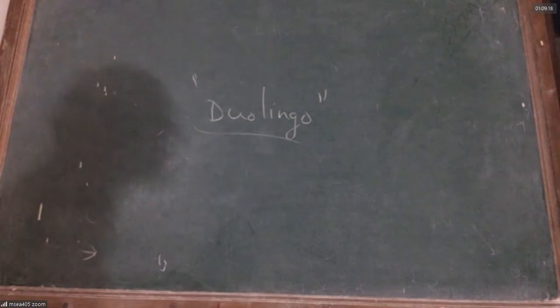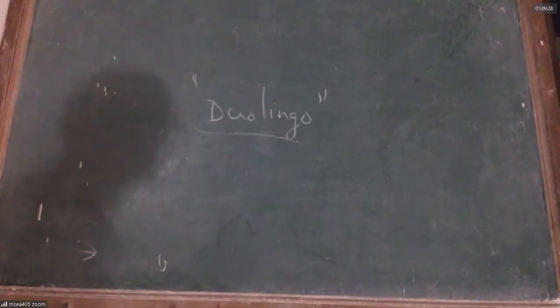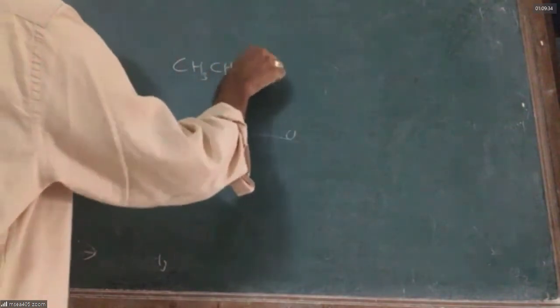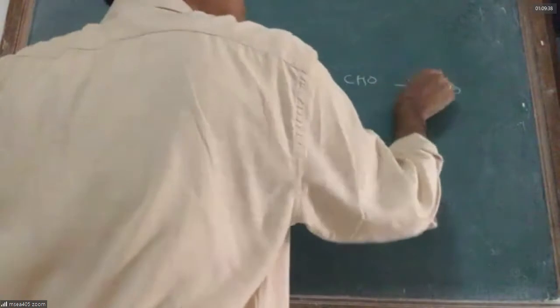Te hablo español, like slowly. Otherwise, it says hablo español. So by changing the buttons, you can change the speed. So like Duolingo, you want to stop the reaction at this stage. You want to stop alcohol becoming aldehyde. At this stage, you want to stop. You don't want this step.